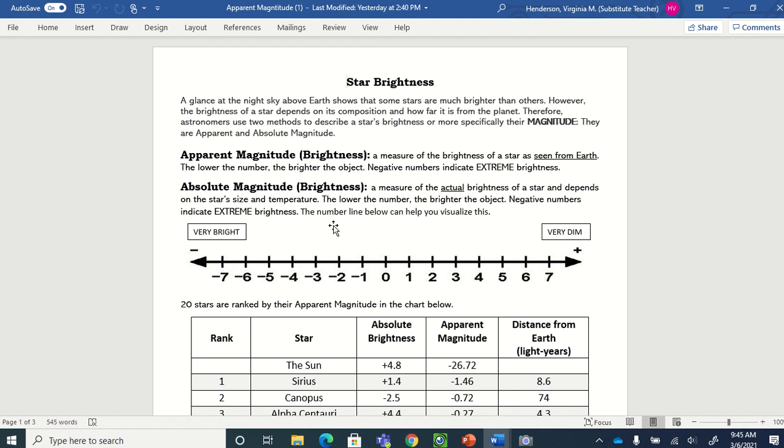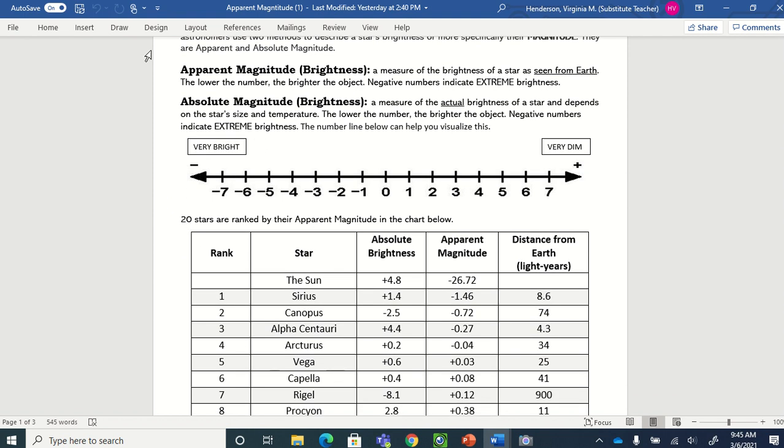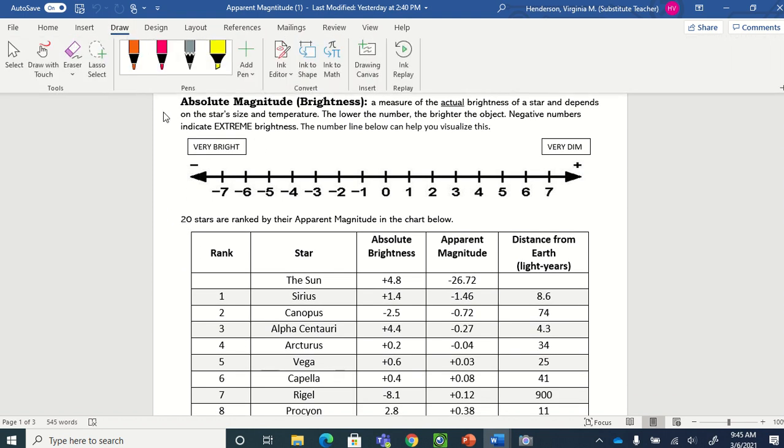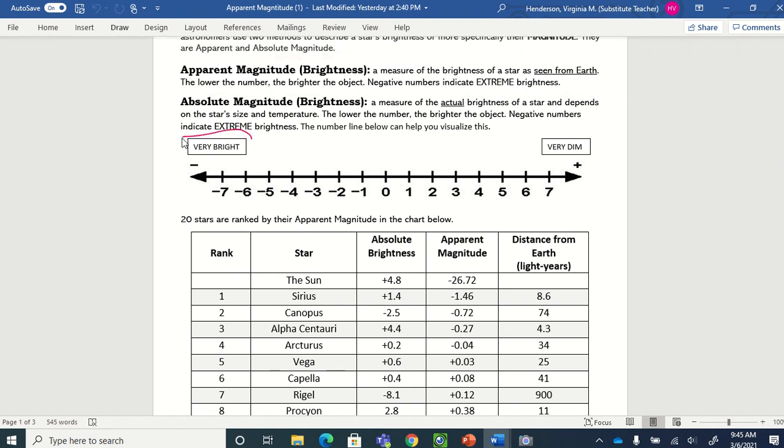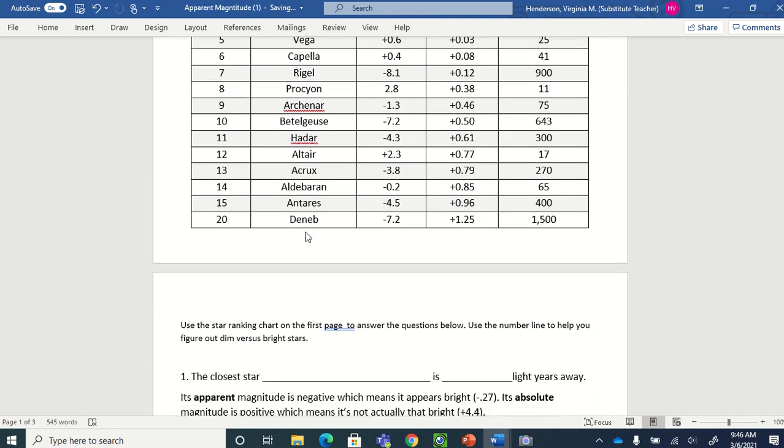Okay, guys. So this one was really easy. This one was brightness at a glance. So what we're going to do is look together. I'm going to get out my pink marker here. Very bright stars tend to be negative numbers. So the higher the negative number, the brighter the star. Very dim: the higher the positive number, the dimmer the star is. It's ready for death. I know it seems a little sad, but whatever.